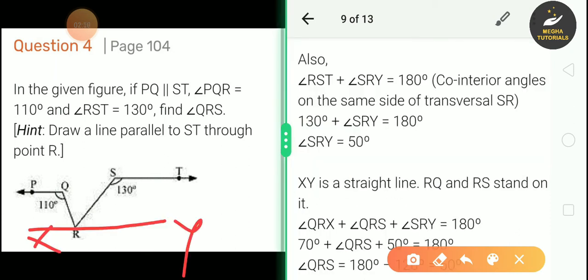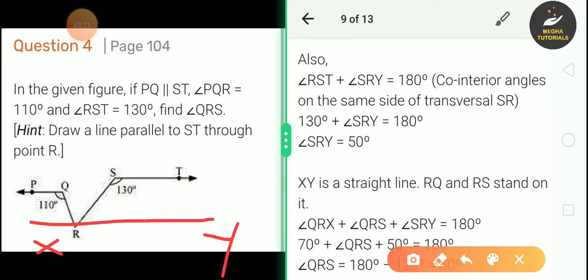Now please consider ST parallel to RY. Therefore we can say that angle RST plus angle SRY is equal to 180 degrees because of co-interior angles. Angle RST is given as 130 degrees, so we'll put this value. So 130 degrees plus angle SRY is equal to 180 degrees, and then we'll get angle SRY is equal to 50 degrees because 180 degrees minus 130 degrees is equal to 50 degrees.